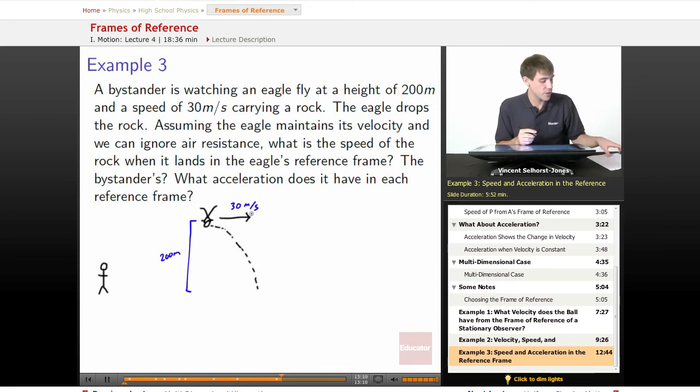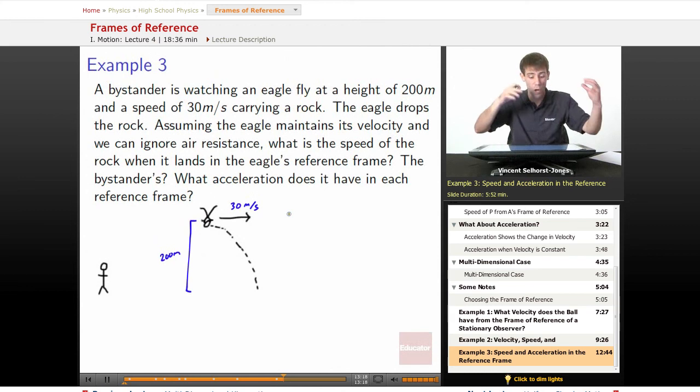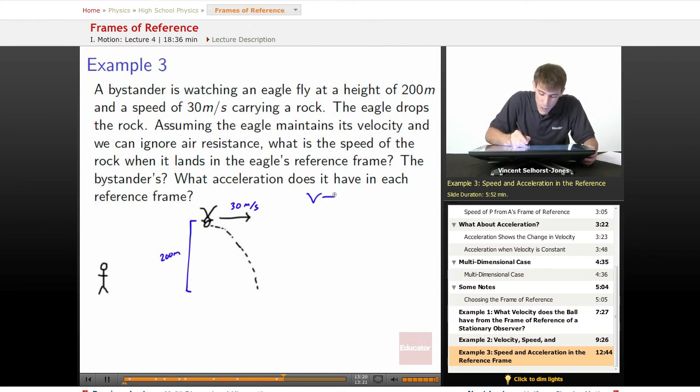Well, this is really simple. This is just a classic, how fast does the thing fall? Because from the eagle's frame of reference, the rock isn't moving horizontally. The rock is moving along with it. While the eagle is moving, the rock is also moving that much horizontally. So all we care about from the eagle's frame of reference is acceleration down. So we've got just gravity to deal with in this case.